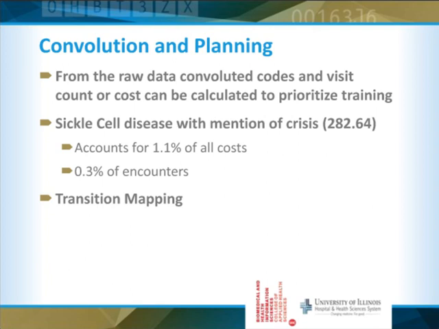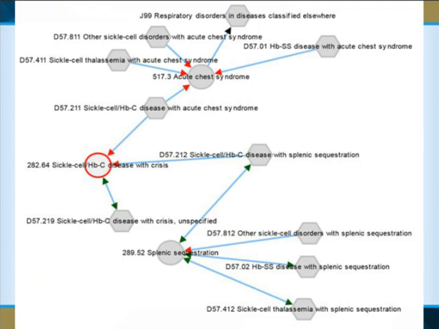So convolution and planning. Why does convolution matter? Sickle cell disease with mention of crisis, 282.64, is only 0.3% of the encounters. However, sickle cell disease is high cost. 1% of all the cost is covered by this one diagnosis code. So why do we care, and why is convolution critical?